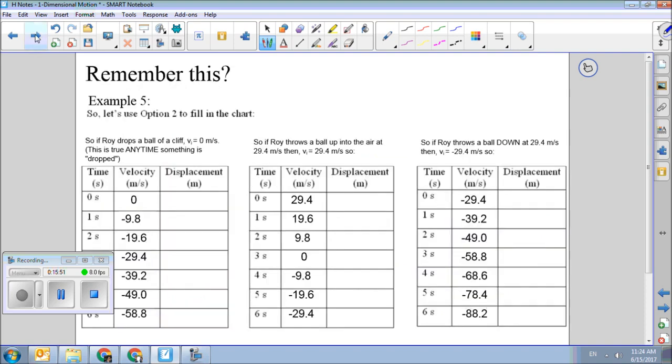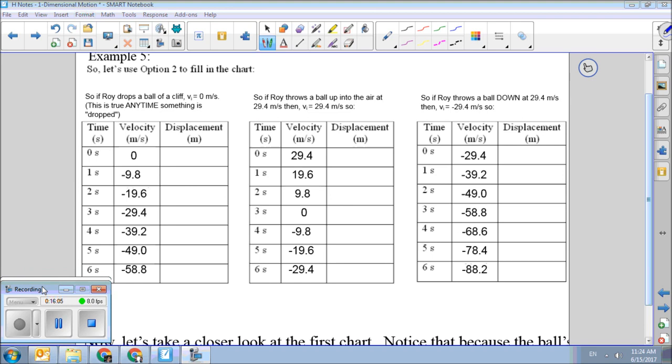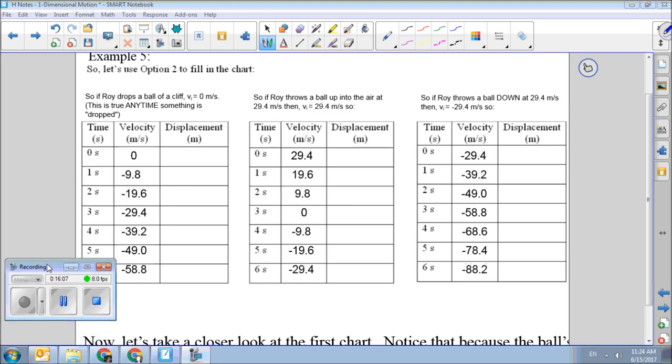All right, so let's take a look at how all of this affects us. The big thing I want you to understand is that the distance that the vehicle or the object travels each second is going to change. Okay? So I'm going to pause it here and fill in these values. These are the charts that we looked at a video or two ago, where we've got Roy dropping a ball and throwing a ball.